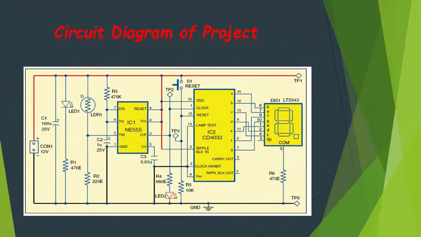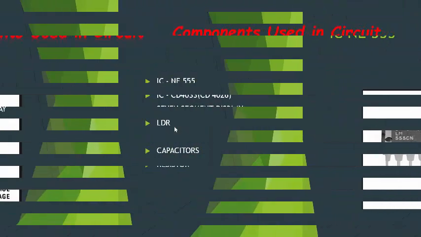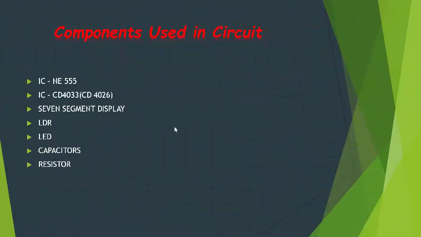Now, first of all, the circuit diagram of my project. And here are the IC NE555, CD4033, 7-segment display, and some resistors and capacitors, etc. The components used in the circuit are IC NE555 timer, IC CD4033 but alternative CD4026, the 7-segment display, LDR, LED, capacitors and resistors.